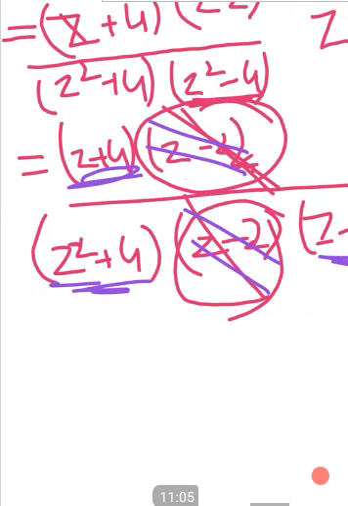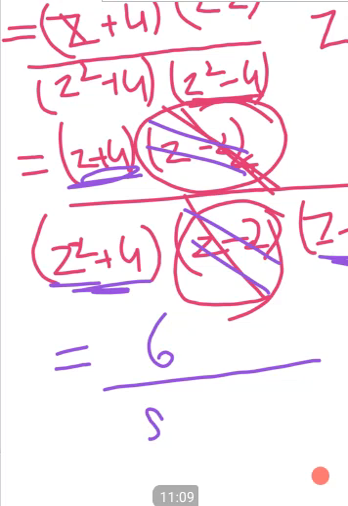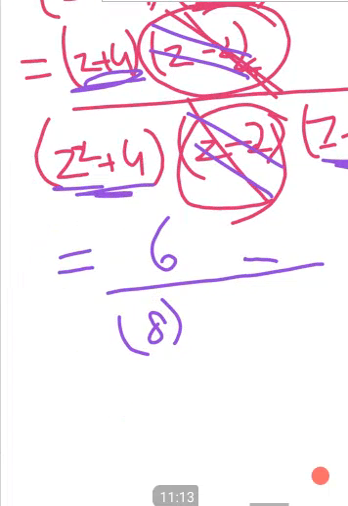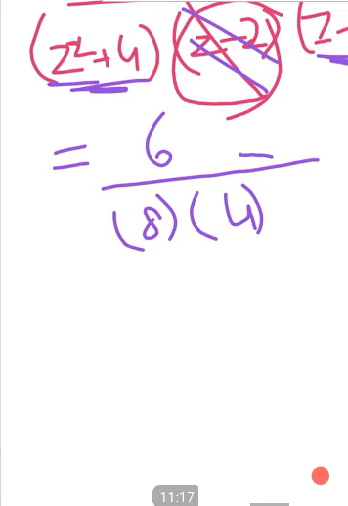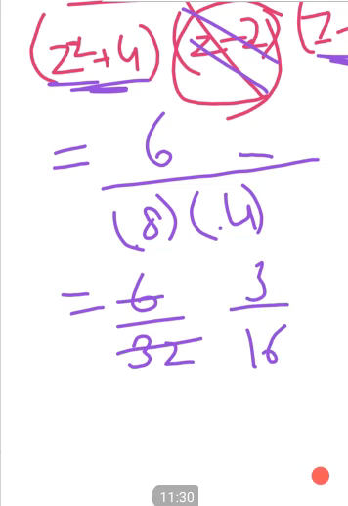Z is 2. 2 plus 4 is 6. 2 square plus 4, 4 plus 4 is 8. And then 2 plus 2, that is 4. Not 6 over 24, it is 6 over 32. 6 over 32, 3 over 16. That is how we solve these limit problems.